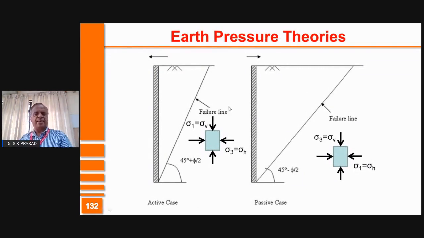And always remember, in the active case, the vertical stress is more compared to the horizontal stress. So you take a soil mass situated in the active case, vertical stress is equal to the major principal stress sigma 1. Horizontal stress is equal to the minor principal stress sigma 3. On the other hand, under passive situation, the vertical stress is minor and horizontal stress is major. So this is the failure line for active situation.